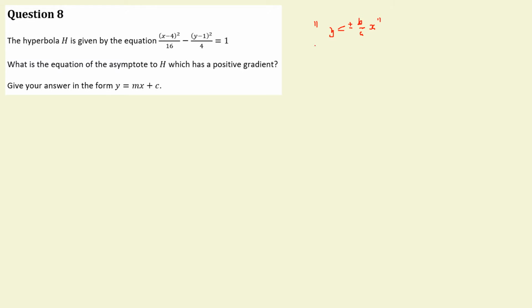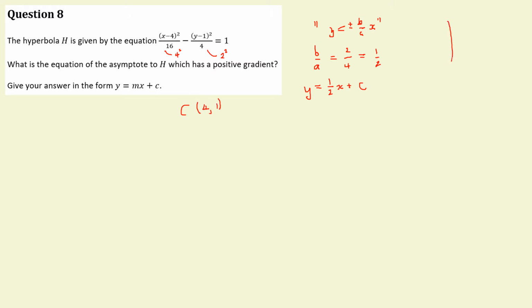So I know the gradient, the positive one for me here. Well, b is 2, isn't it? That's 2 squared, and that's 4 squared. So b over a, the positive gradient that I could get is 2 over 4 or a half. So I know the equation of my asymptote that's got a positive gradient will look like that with a plus c on it. How do I work out where that is? Well, I know a point that's on the asymptote. The center of the hyperbola is always on the asymptotes.